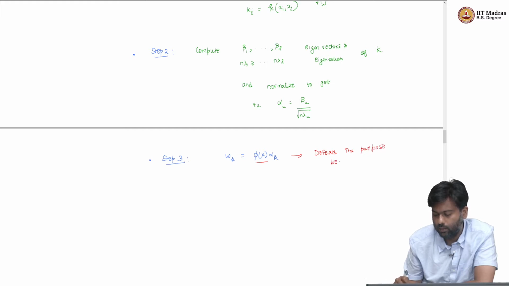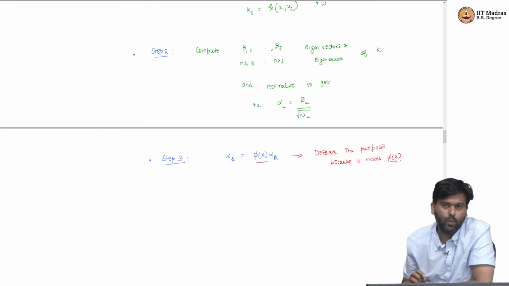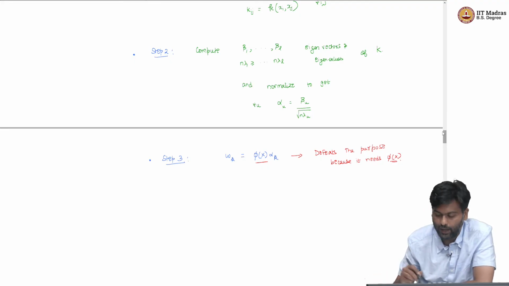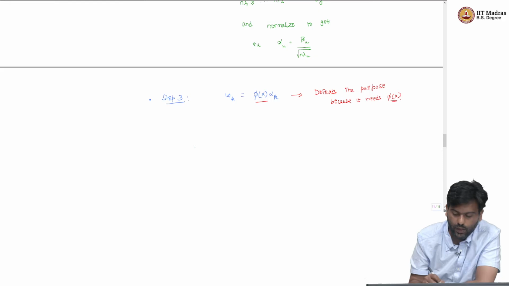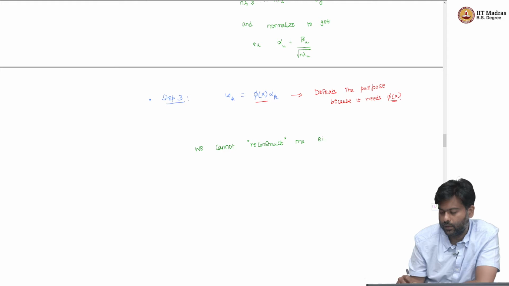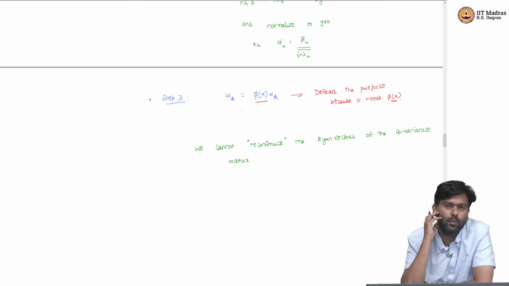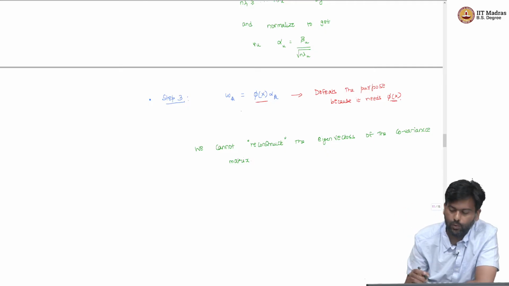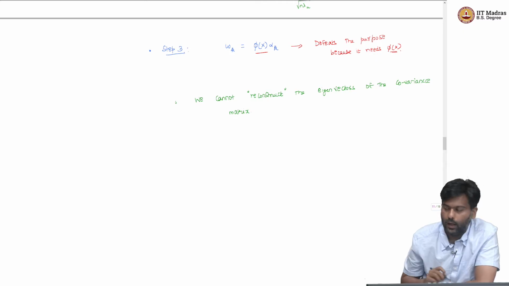This is a bad idea, because it needs phi of x, which is what we are trying to avoid in the first place. We should not compute wk. What does that tell us? We cannot reconstruct the eigenvectors of the covariance matrix. Why? Because you need wk, and wk needs phi of x, which we are not allowed to compute. So, that seems like an issue.